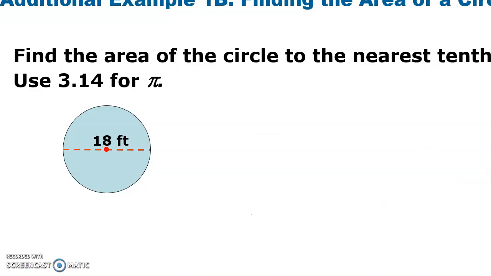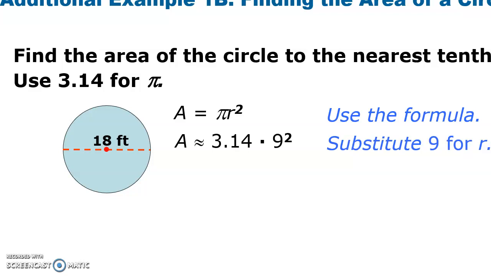Okay, let's take a look at an example where we don't have the radius. We have, what is this? This is the diameter. So before we can do anything, we need to figure out what our radius is. So radius is going to be half of this amount. So our radius is 9. We're going to use that information and plug it into the formula. So we have area equals pi r squared. Always write the formula.